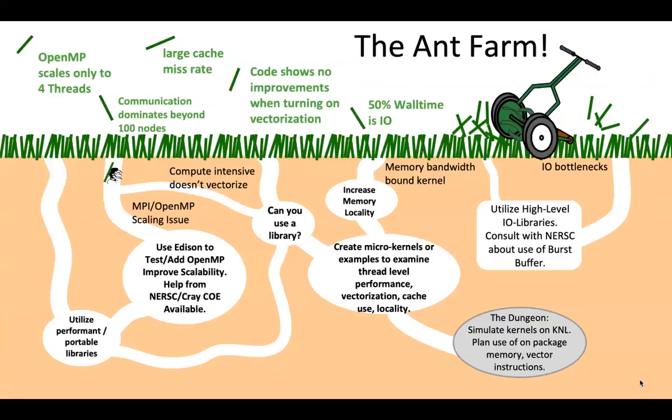And the cartoon analogy that we came up with was that it was like an ant farm where you're constantly running this lawnmower over your code to decide what the current bottleneck is. And then there's different things that you need to do to address that. But let's go to the next slide.